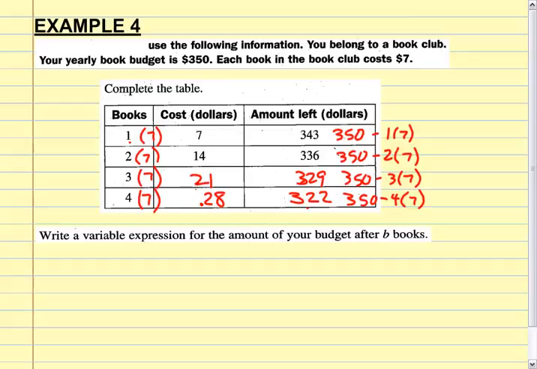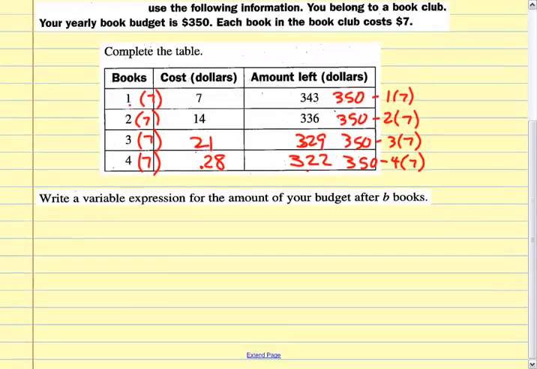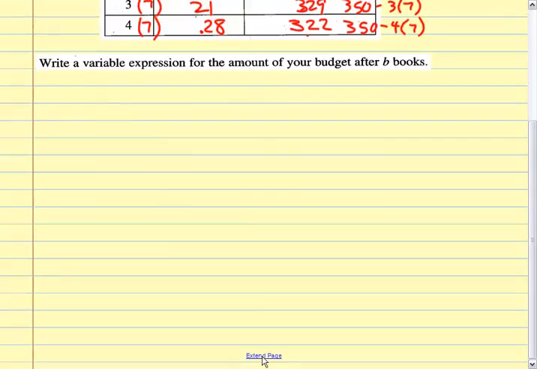Okay. Now it says write a variable expression for the amount of your budget after B books. Well, how would I write that? Now I don't have the number of books. They're just letting B stand for the number of books. Emma, what would that expression look like? 350 minus B. Now, Emma says 350 minus b times 7.